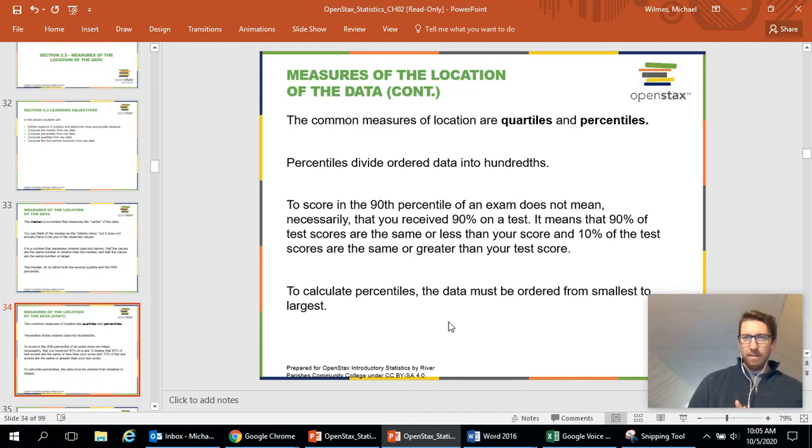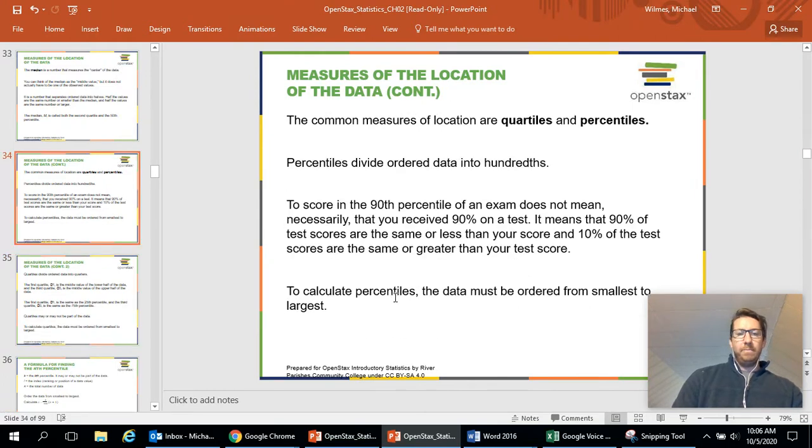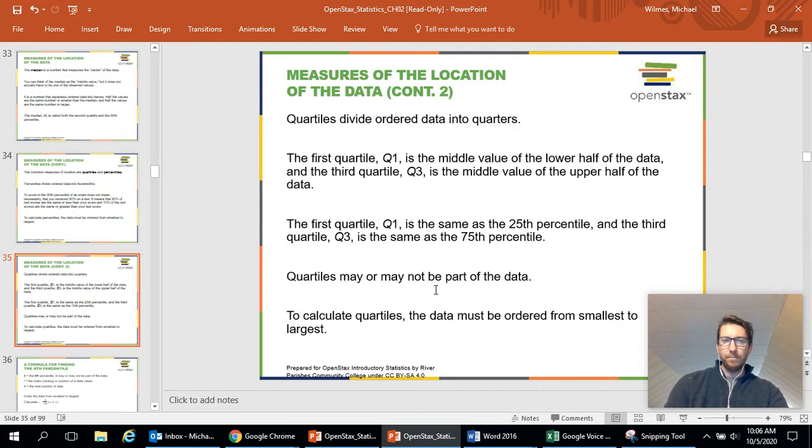Percentiles are split up into 100ths. A 90th percentile of an exam does not necessarily mean that you received 90% on the test. 90th percentile means 90% of the test scores were the same or lower than you, and 10% of the test scores were greater than your score. So to calculate percentiles, the data must be in order from smallest to largest.